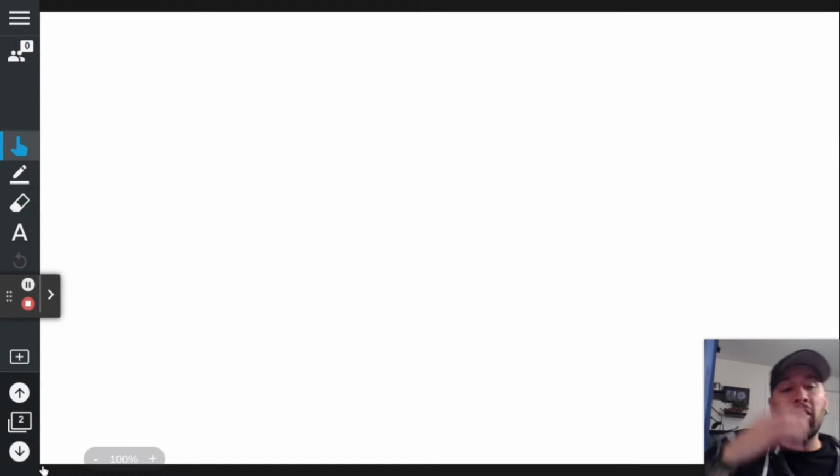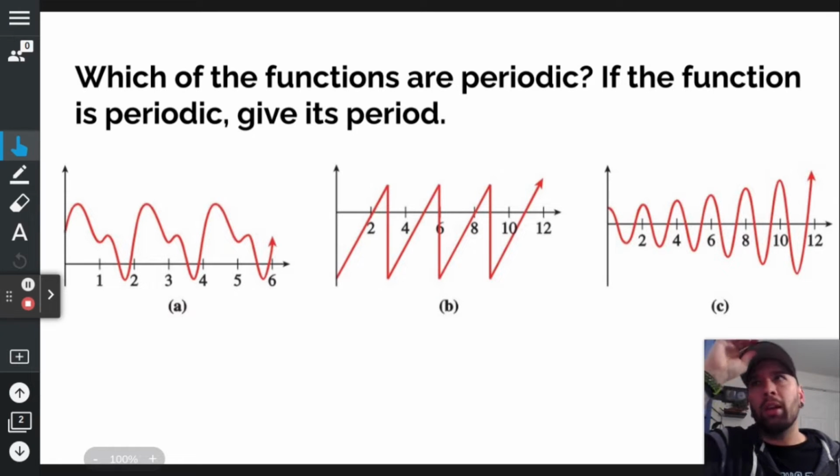But that's not what this is. This is basically like, hey, do you understand everything? And this is you just kind of checking to make sure. So which of the following functions are periodic?